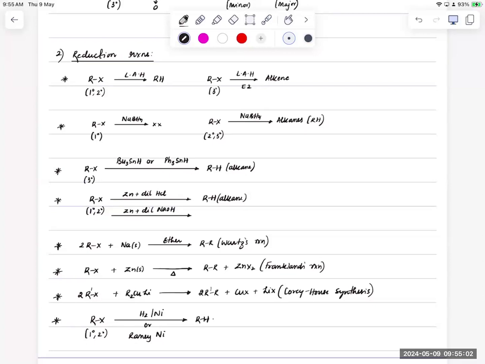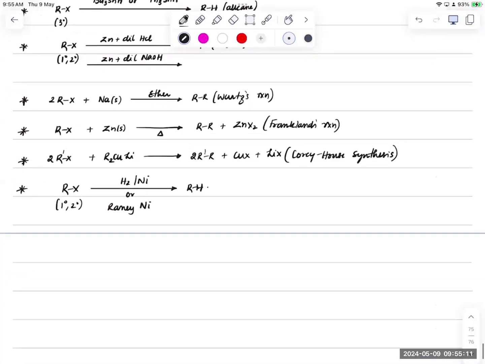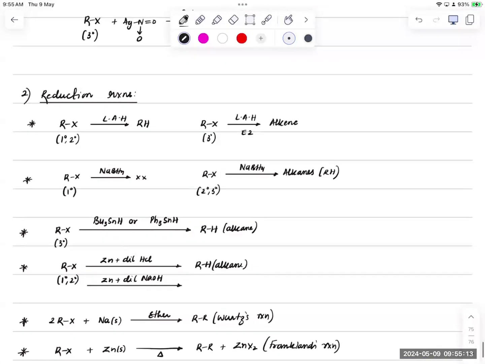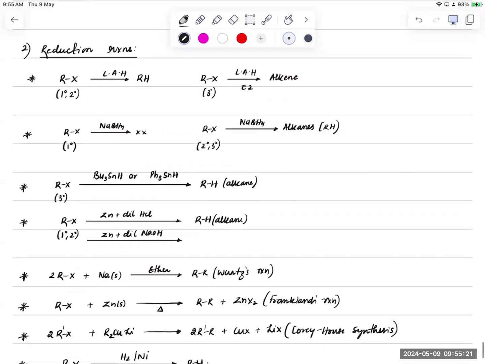Got it? We already learned about elimination, so you just have to recap the elimination reactions, whatever we have learned. That's it. This is how much you have from alkyl halides. One part of alkyl halides is exclusively about Grignard's reagent, which we'll learn tomorrow. Got it? So I hope you guys got an idea.